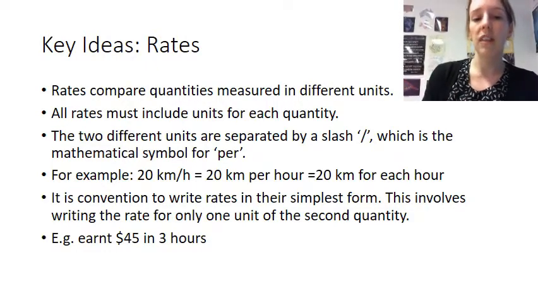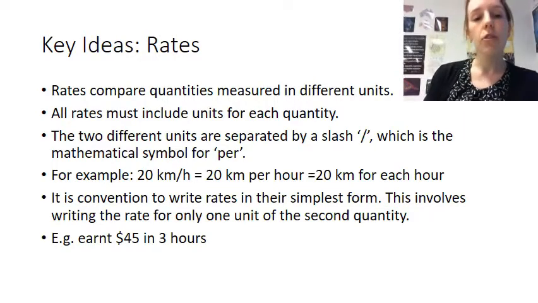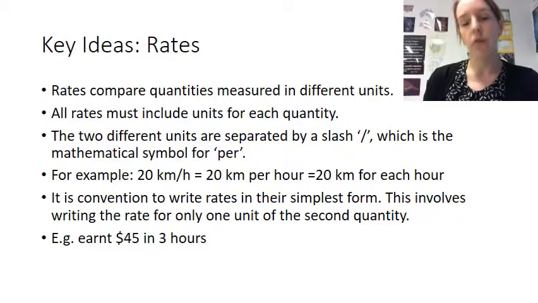per hour. So for example, 20 km/h means 20 kilometers per hour. That means you travel 20 kilometers every single hour. So it's convention to write rates in their simplest form. This involves writing the rate for only one unit of the second quantity. So for instance, 20 kilometers per hour is for only 1 hour. So the second unit, hours, is just written as one hour.